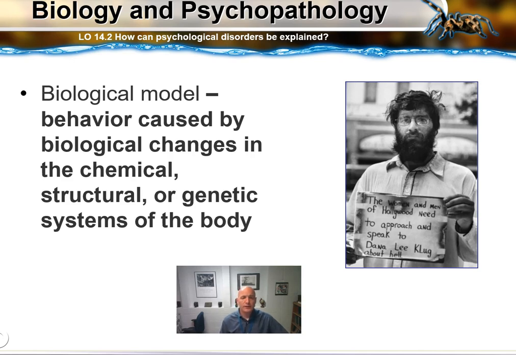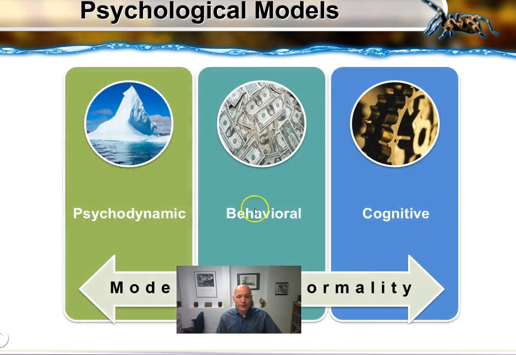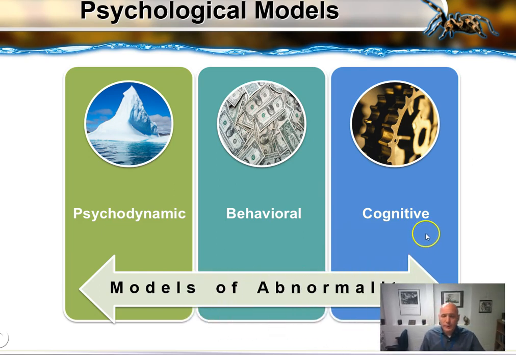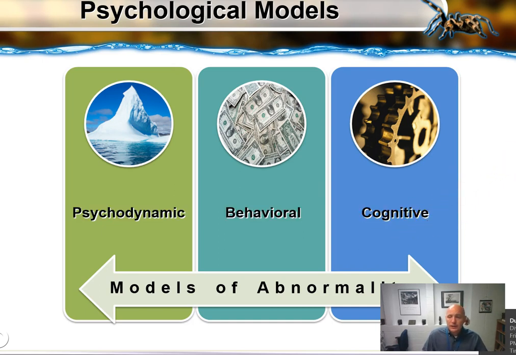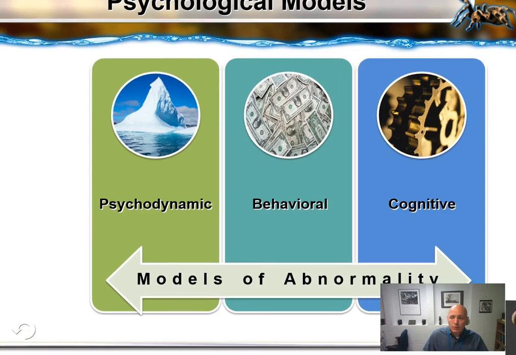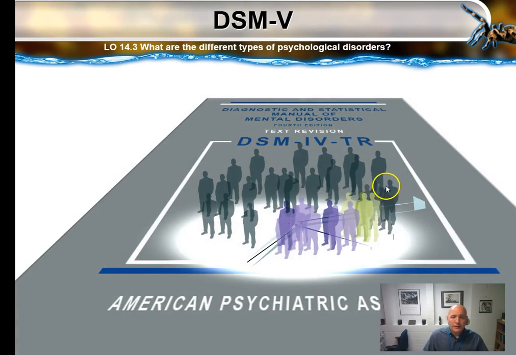And from the biological perspective, when a person has elevated dopamine levels in their brain, we can see hallucinations and delusions. Specifically, antipsychotic medicines will lower the rate of dopamine that a person has in their brain. And so there are different models of abnormality. The psychodynamic perspective, behavioral perspective, and the cognitive perspective. Each of them are examples that do tackle this problem of psychological abnormality.